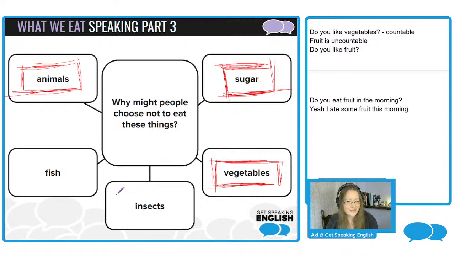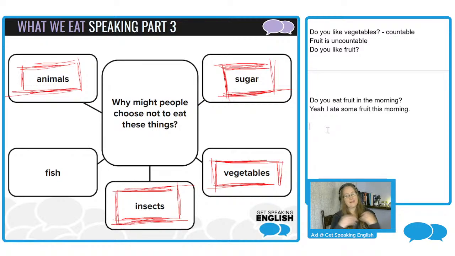Because my article originally was about insects, let's talk really quickly. Why might people not eat insects? Any thoughts on that one? Also, let me know if people do eat insects where you're from. Here it is pretty rare. I knew one person who would regularly eat insects, but it is not common here at all.